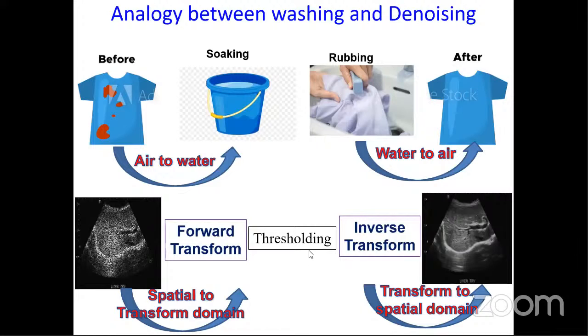Similarly, thresholding I cannot do uniformly. I have to vary it with respect to the intensity of my noisy pixel. That is the reason why it is called a non-linear operation. So forward transform is a linear operation, inverse transform is a linear operation, whereas thresholding is a non-linear operation.